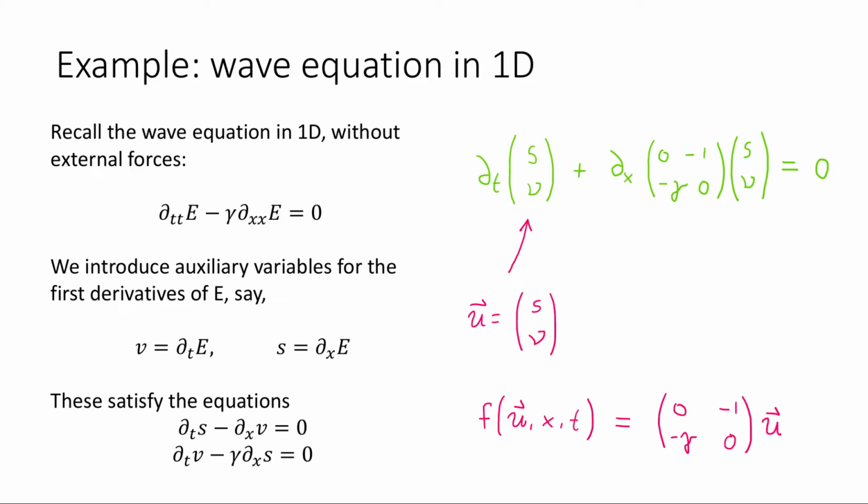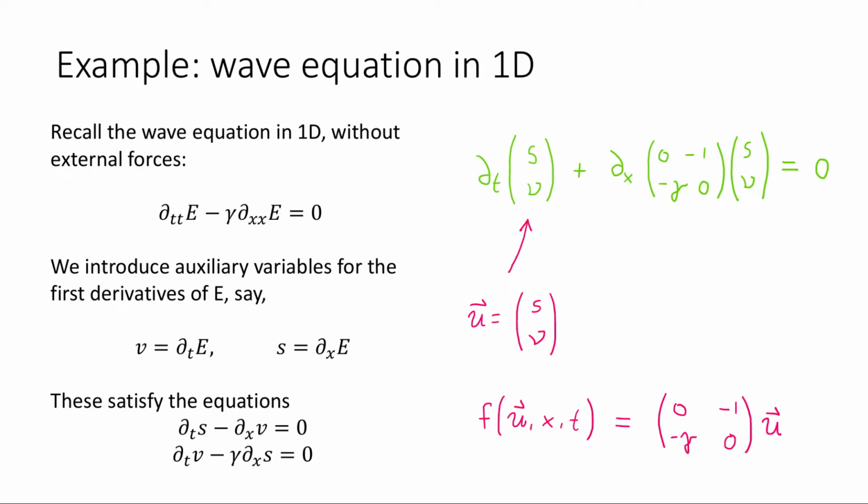So that looks like a conservation law. Can we put it into the canonical form of a conservation law? Now it makes sense to write this as a vector with two components. Let's say we put the x derivative in the first component and the time derivative in the second component. We can rewrite this entire thing as follows. The time derivative of the vector (S, V) plus the x derivative of the flux equals 0, where the flux has the following form.